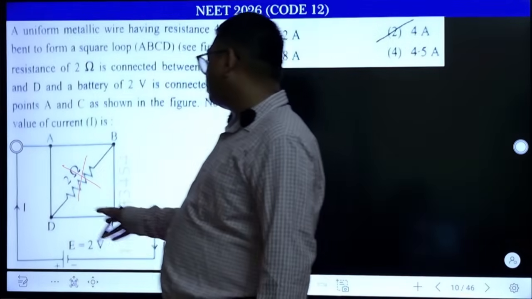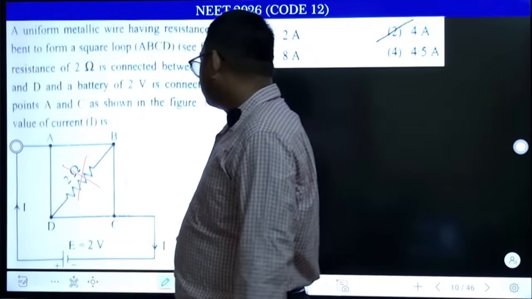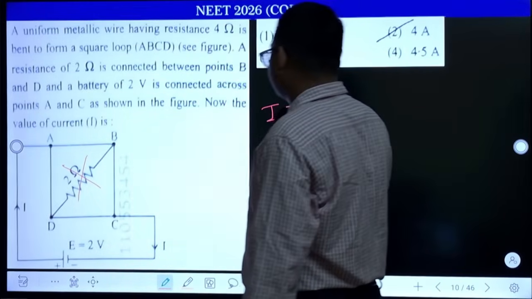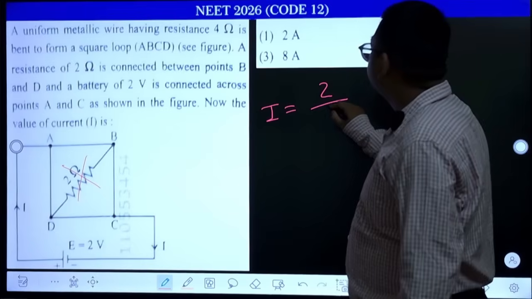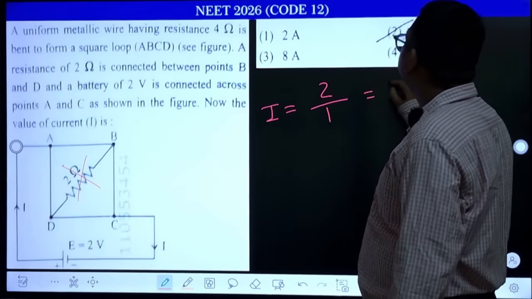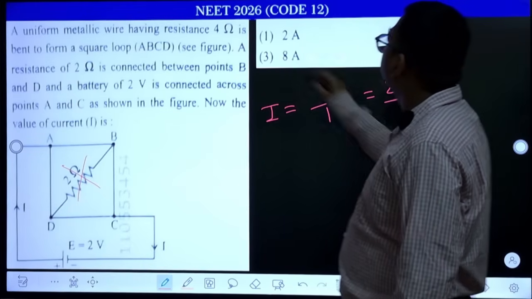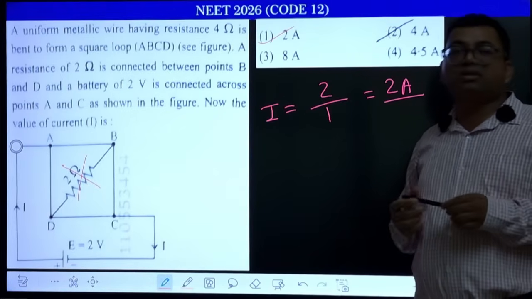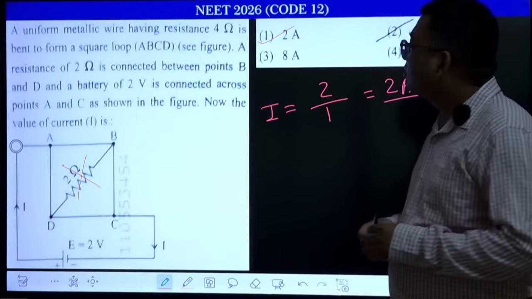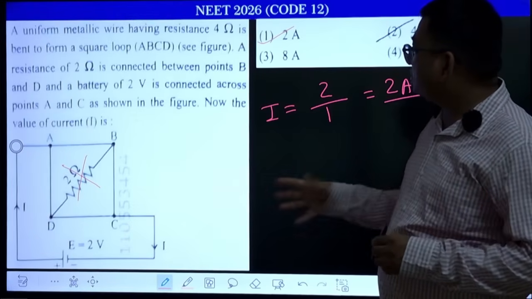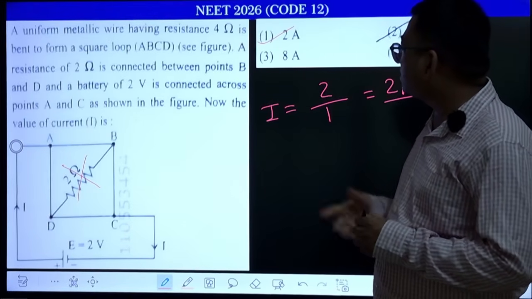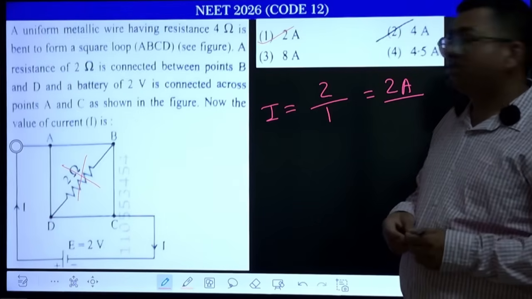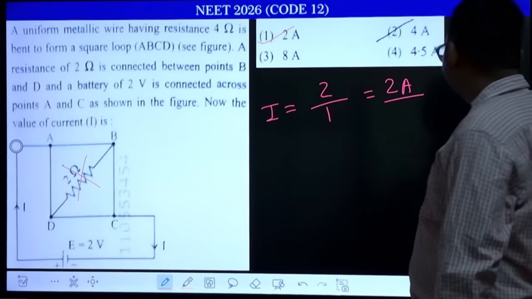So if that is 1 ohm resistance and this is 2 volt, the current I is equal to voltage by resistance, so you get just 2 ampere current. That's the answer, no more calculation is required. Very easy type of question. The battery is an ideal battery, there is no internal resistance. Battery of 2 volt is connected across. That's all. Okay, let us move next.